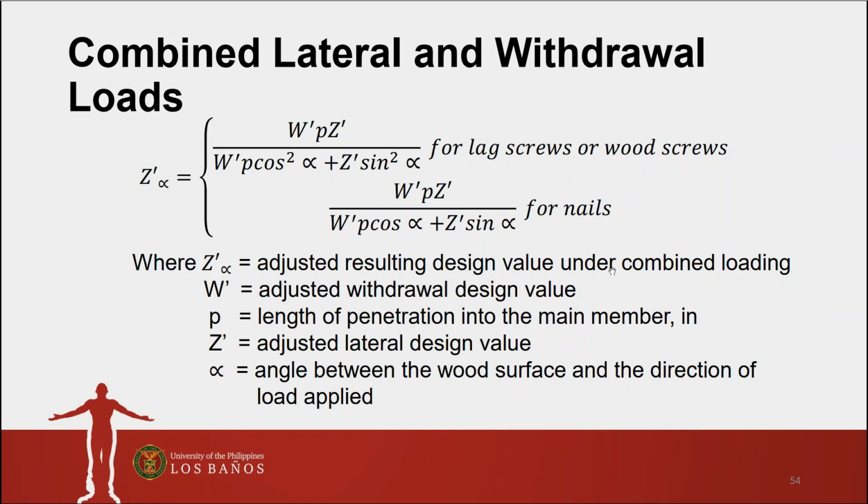Here, Z prime alpha is the adjusted resulting design value under combined loading. W prime is the adjusted withdrawal design value. P is the length of penetration into the main member in inches. Z prime is the adjusted lateral design value. And alpha is the angle between the wood surface and the direction of the load applied.